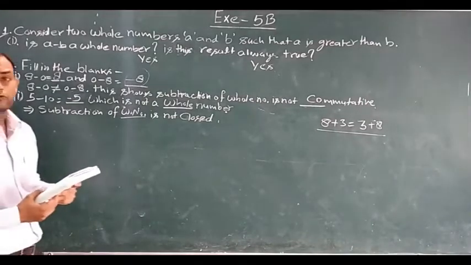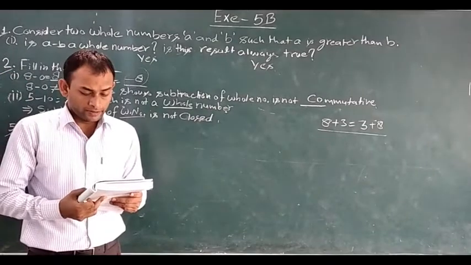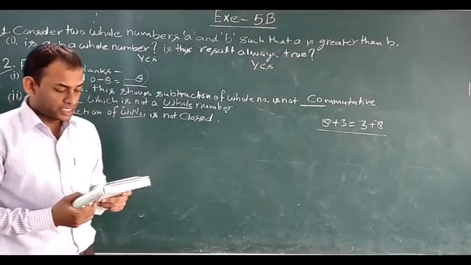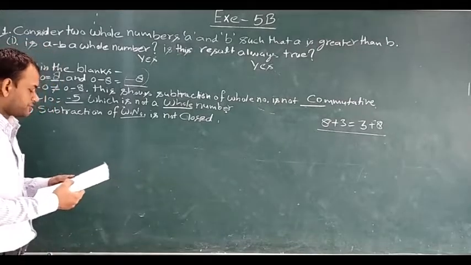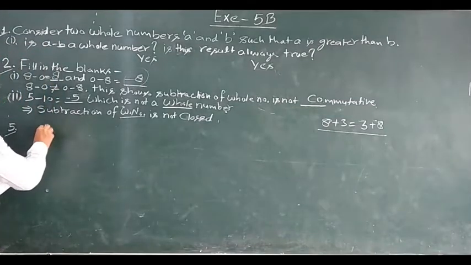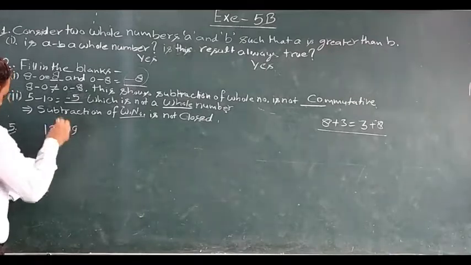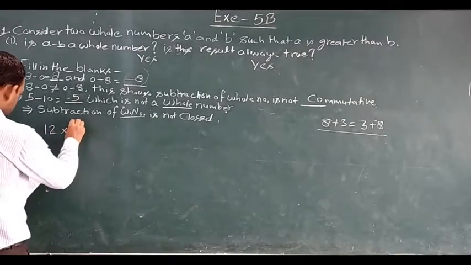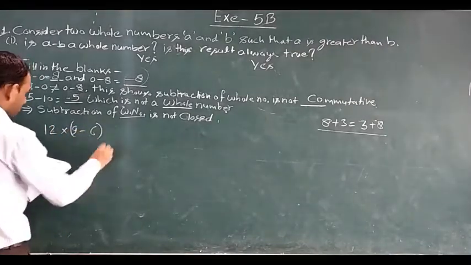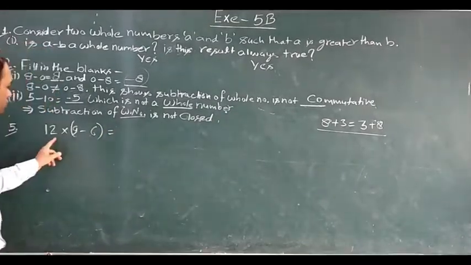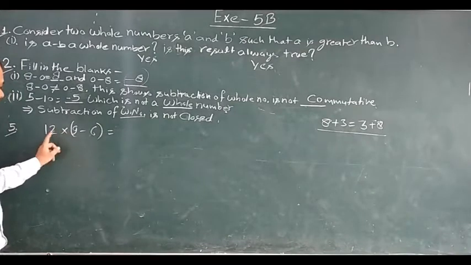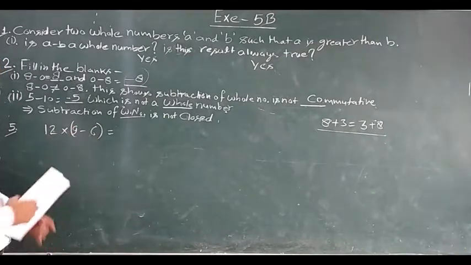Of this, you will do on your own, and then I am just going to tell you the fifth question. In the fifth question, 12 into (9 minus 6) is there. We have to find the answer of this equation. 12 into (9 minus 6). How do you find it?